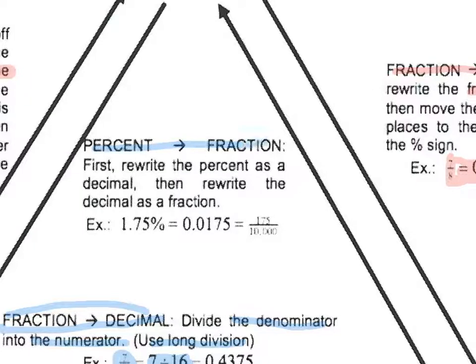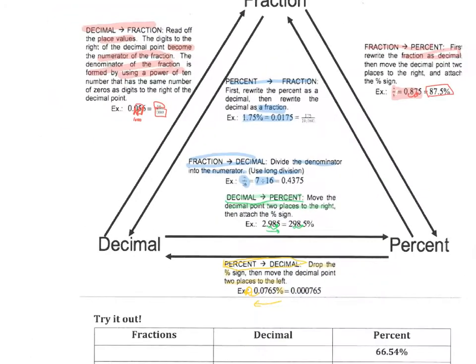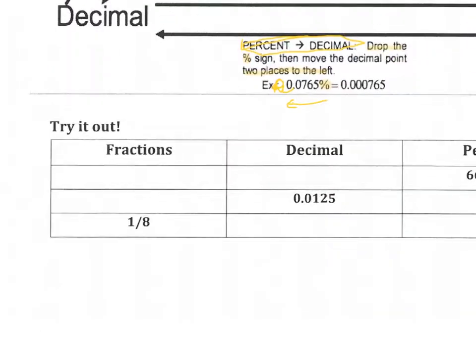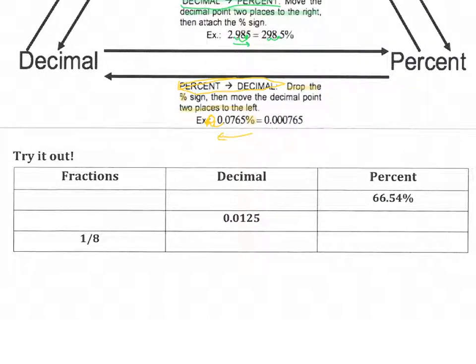So, in order to change our percent to a fraction, we have to convert it into a decimal first, okay? And when we go percent to decimal, that's this yellow one right here, it said we move it 2 places to the left. So I'm going to move this decimal place once, twice to the left. So now my decimal is 0.6654.